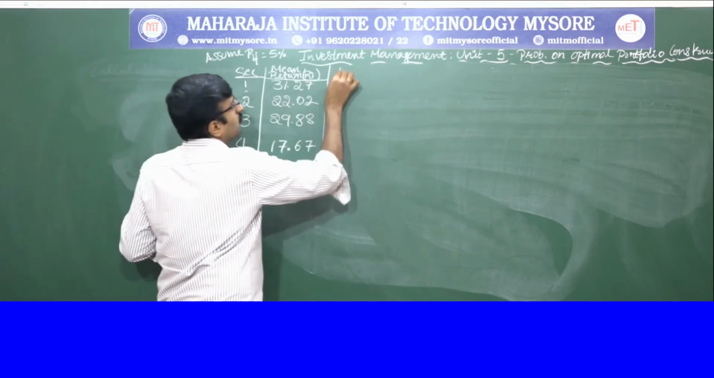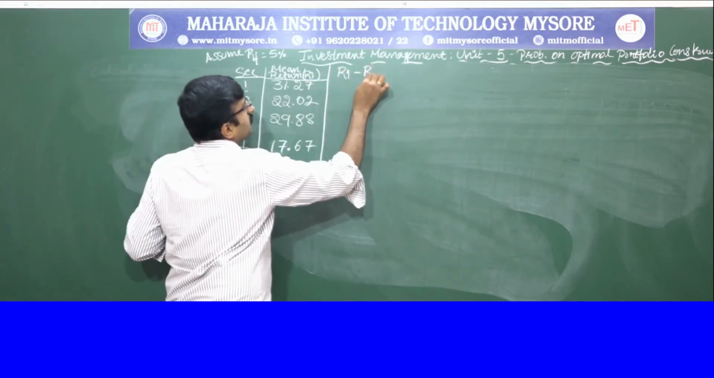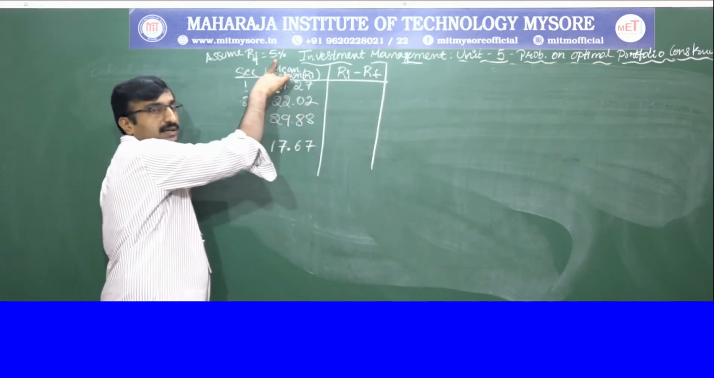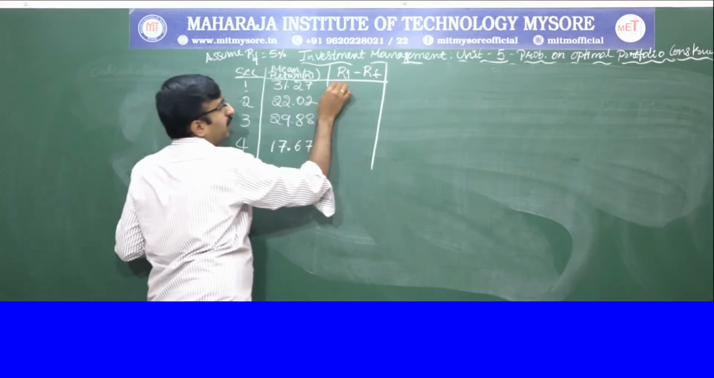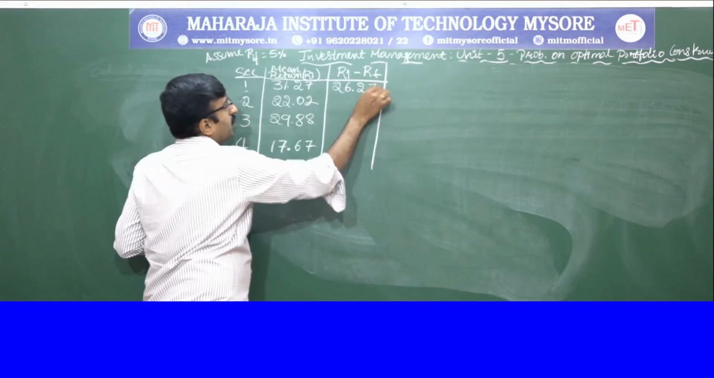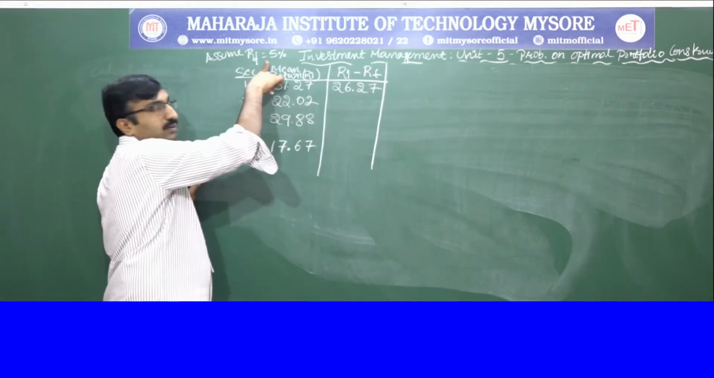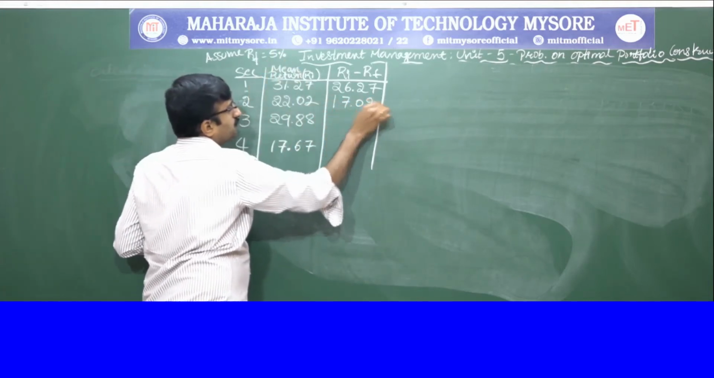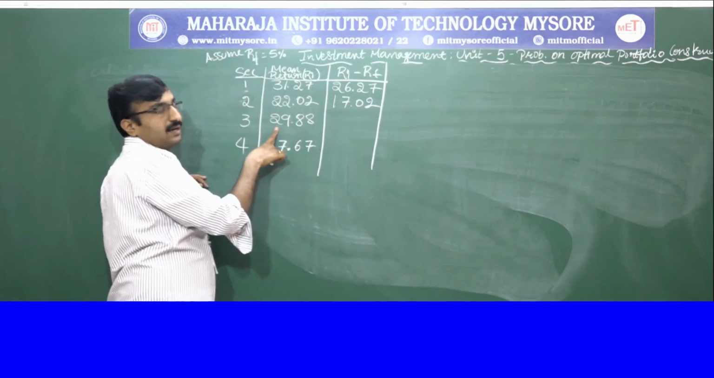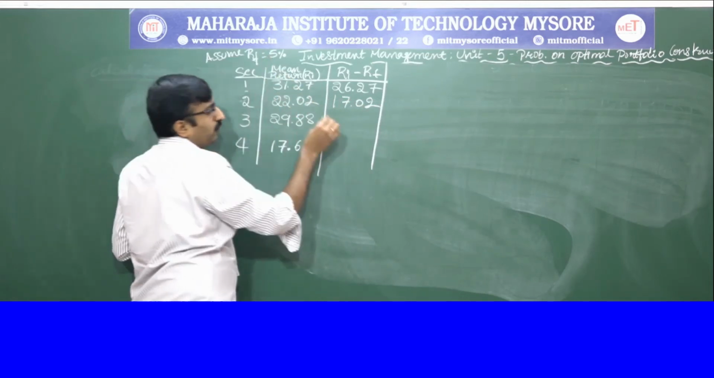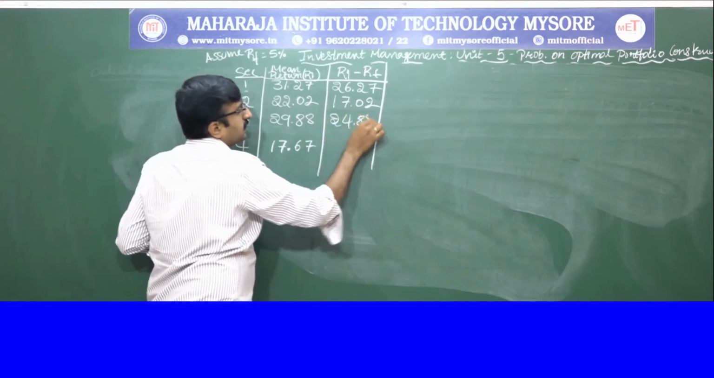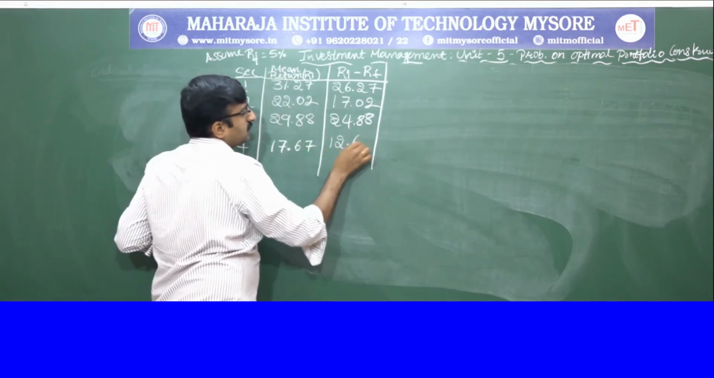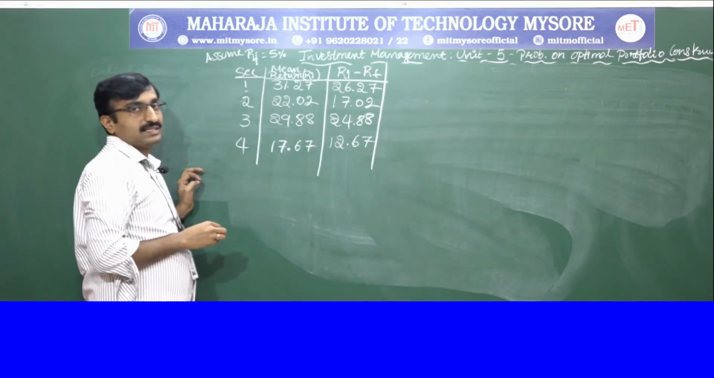Okay. So, then moving on to Ri, that is mean return minus RF, the risk free rate of return. Okay, 31.27 minus 5%, you will get 26.27. Next, 22.02 minus 5%, how much will we get? We will get 17.02. Next, 29.88 minus 5%, you will get 24.88. Next, lastly 17.67 minus 5, if you do, you will get 12.67.